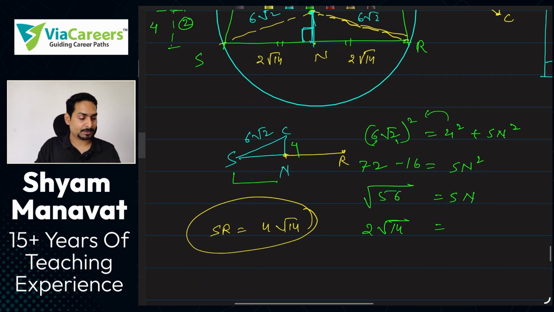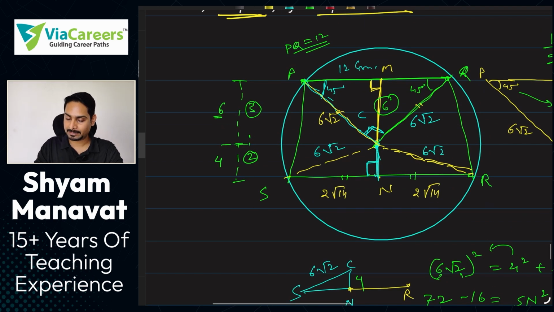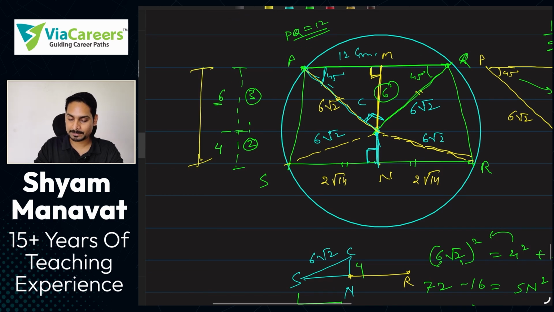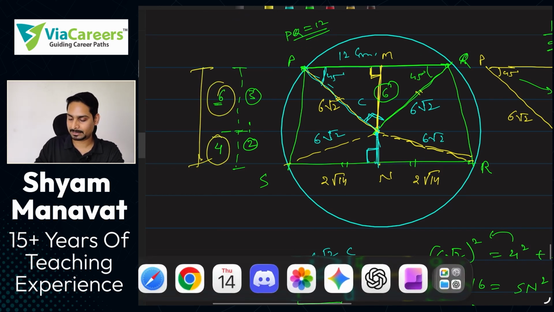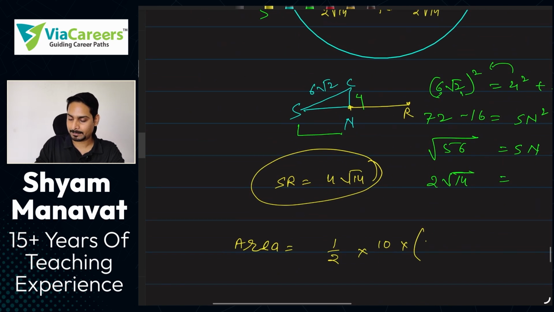Now, can you find out the area in that case? Now you can say the area is equal to half of height. अच्छा, height कितना आया? Total height, which is 6 plus 4 here, that is equal to 10. So here I got 10 and multiply by the sum of opposite sides. So this is 12 plus 4 root 14, right? 12 plus what? 4 root 14.